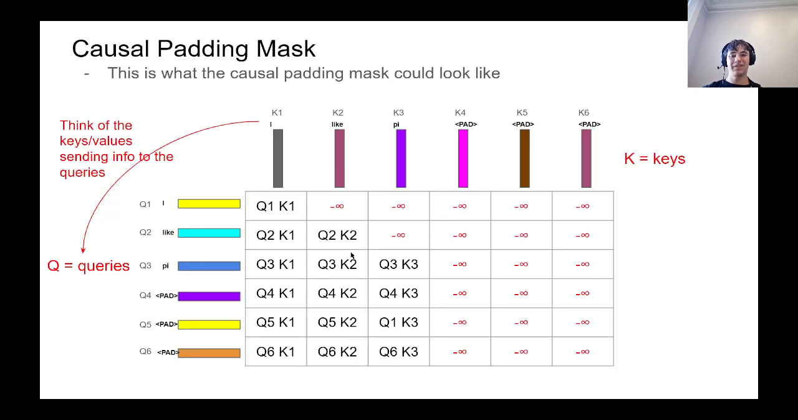Yeah, so hopefully that makes sense. Causal mask, you prevent words from the future from sending information to the past, and padding token or padding mask, you prevent padding tokens from sending information at all. This doesn't send information anywhere.